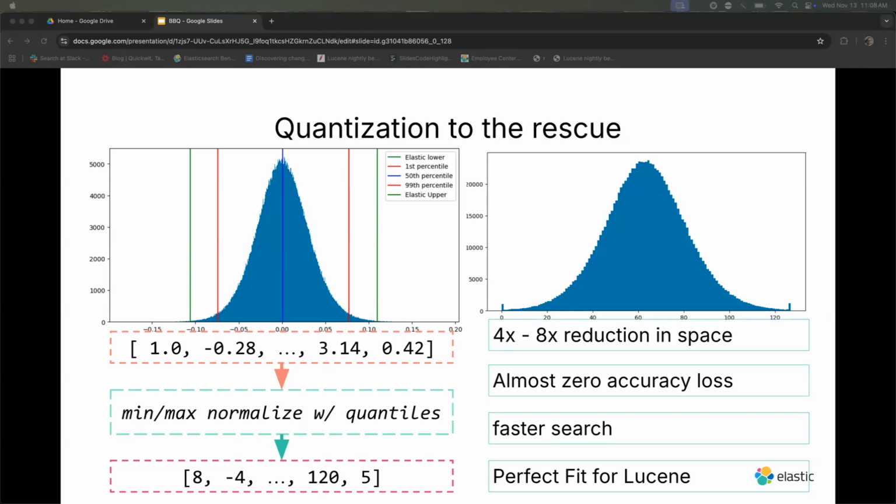Lucene's a segmented architecture, which means if your distribution shifts or we need to requantize something, we have times and moments where we can do that. So none of this would be possible for data that's being updated all the time, unless you had some sort of segmented architecture.